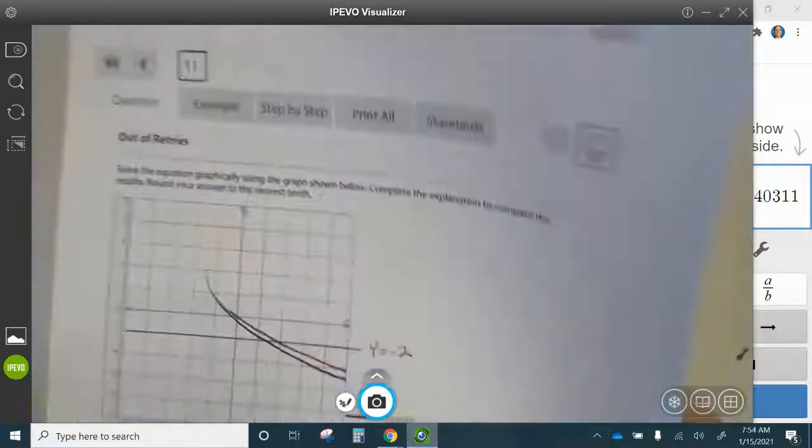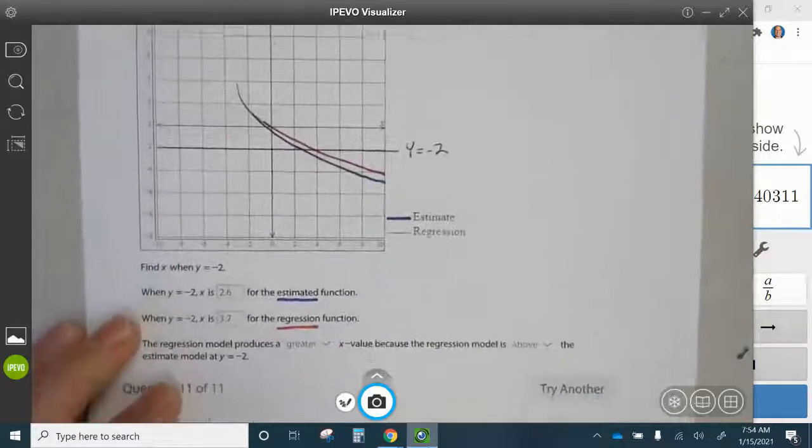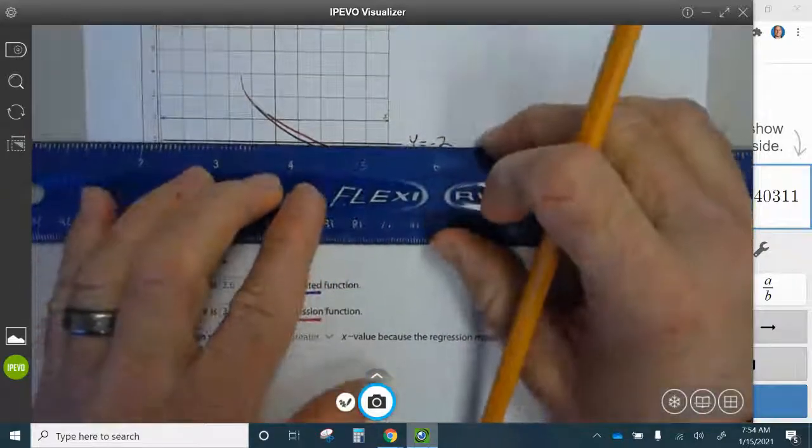All right, question 11. Solve the equation graphically using the graph shown below. Complete the explanation to compare the results. Round your answer to the nearest 10. It says find x when y equals -2. So we draw a horizontal line at y equals -2.